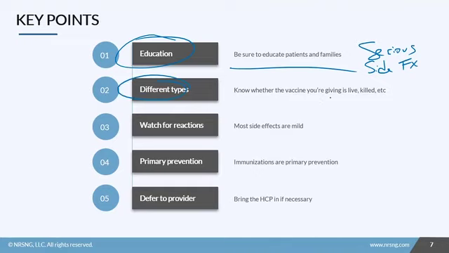Know your different types. Know whether the vaccine you're giving is a live, killed, toxoid, or biosynthetic vaccine. This actually plays into things like giving a TB test. If you're giving a TB test, you can't have had a live vaccine in the past 4 weeks. So this is why it's important to know what you're giving and to tell the patient what you're giving. Also watch for reactions. Most side effects are mild, but in some rare instances the patient can have some sort of reaction to it, so be on the lookout for that.